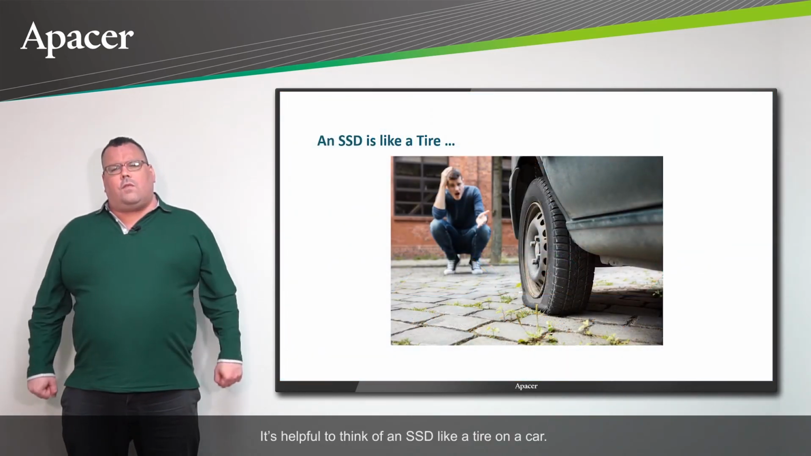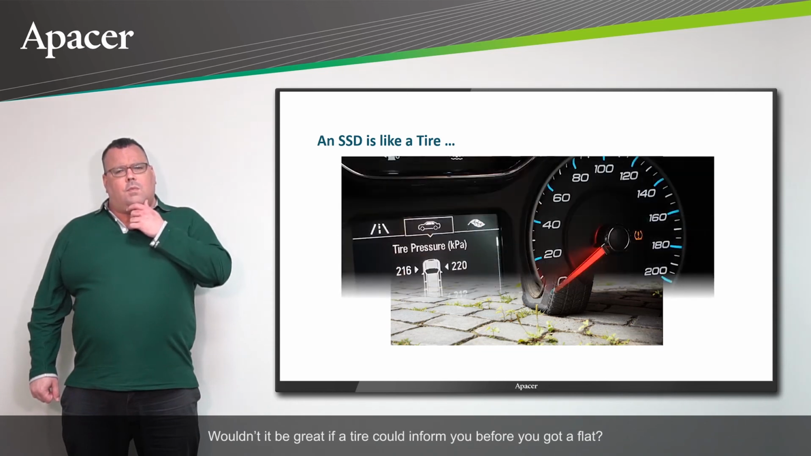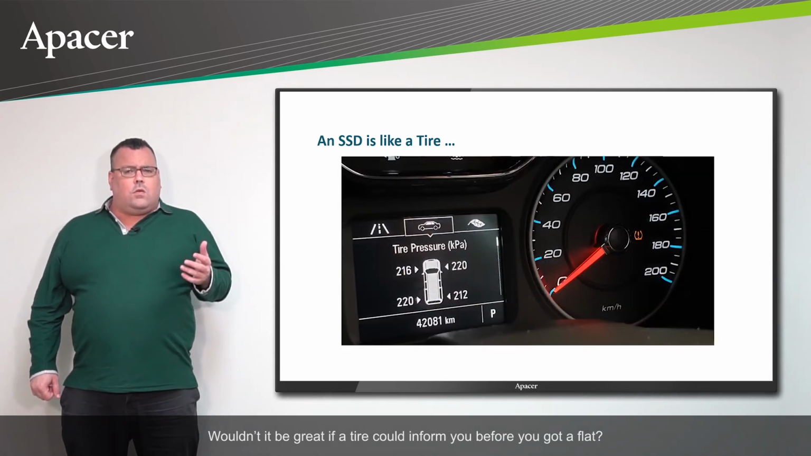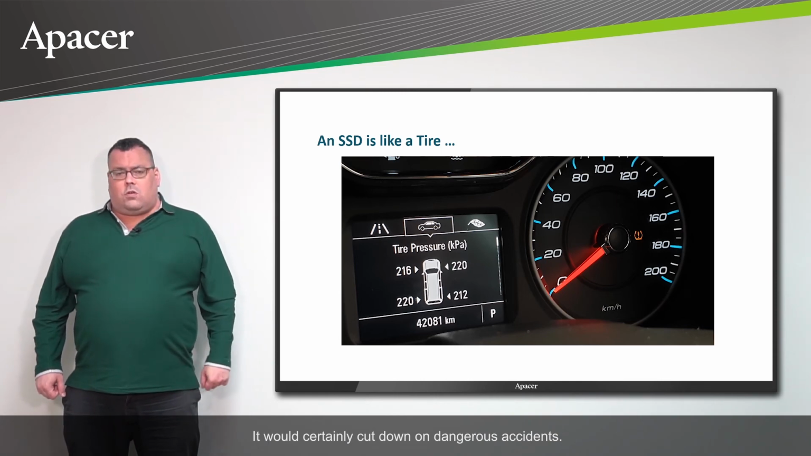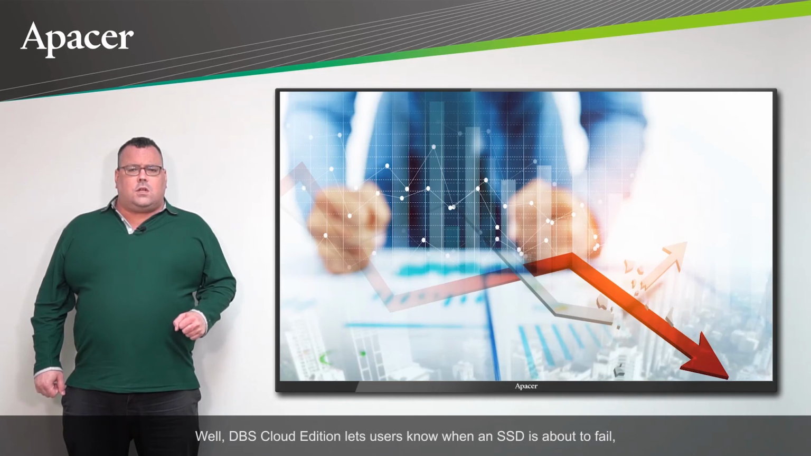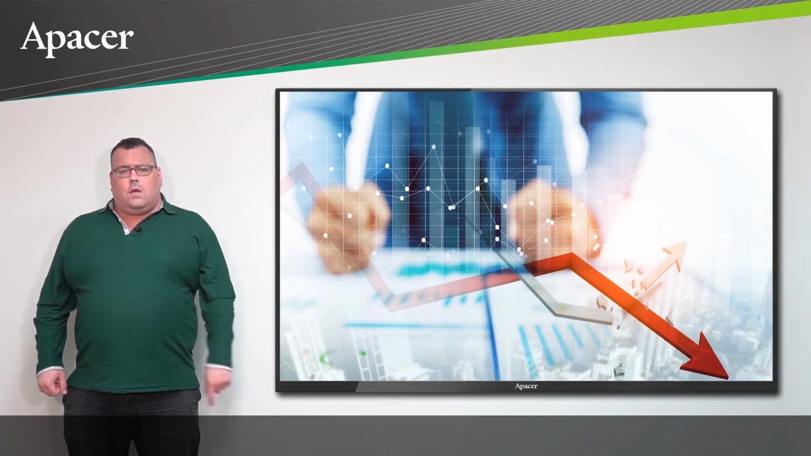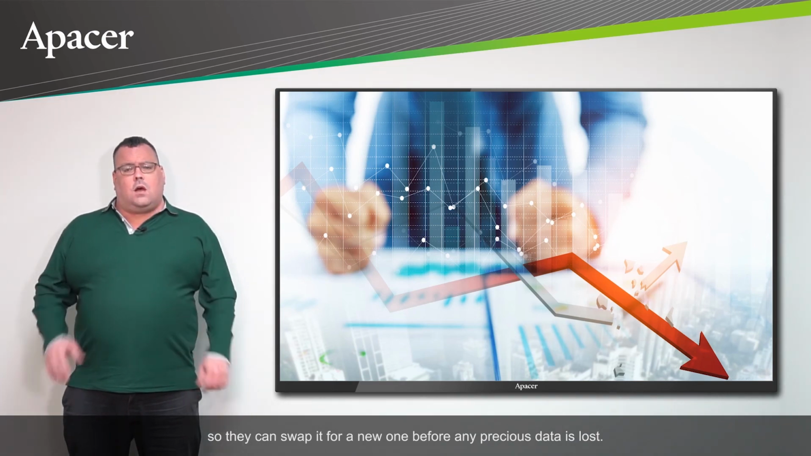It's helpful to think of an SSD like a tire on a car. Wouldn't it be great if a tire could inform you before you got a flat? It would certainly cut down on dangerous accidents. Well, DBS Cloud Edition lets users know when an SSD is about to fail, so they can swap it for a new one before any precious data is lost.